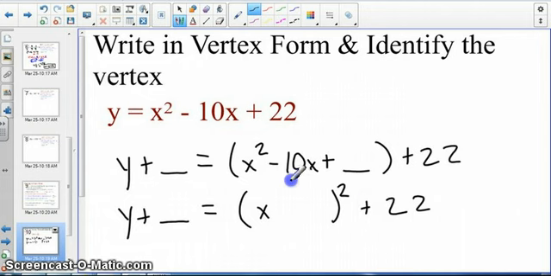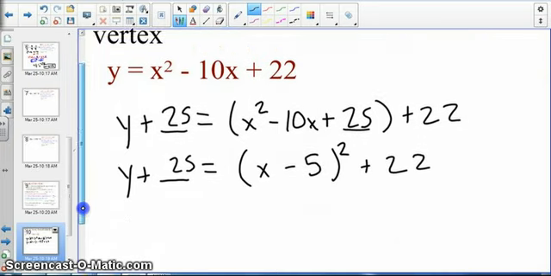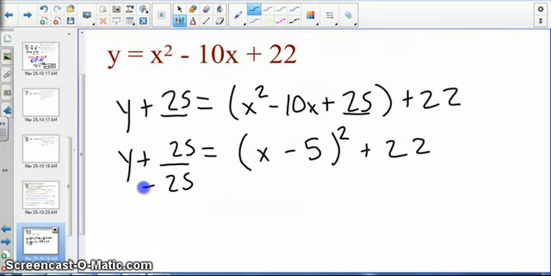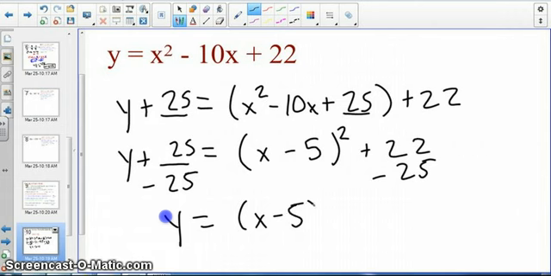So now we do the same exact thing to find these numbers. Half of negative 10 is negative 5. Now square that number and that will be your C, because it's b divided by 2, squared. Negative 10 divided by 2 is negative 5. Negative 5 squared is 25. Now we have to write it in vertex form. So I need to subtract 25 to get the y all by itself. So I have y equals x minus 5 squared minus 3.